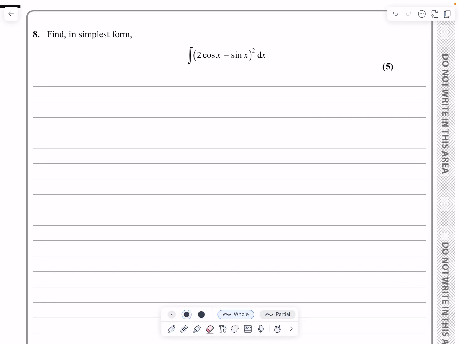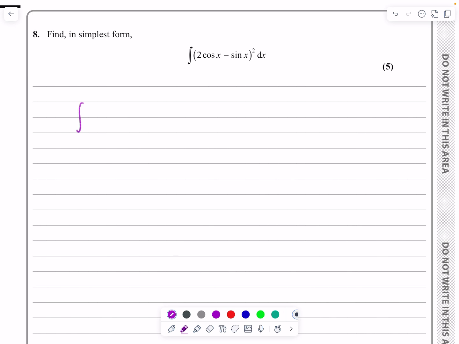Okay, this is the P3 paper from January 2023. It's question number 8, and this is integration, and in particular, integration using trig identities. Let's have a look at the question. So we can see it says the integral of (2 cos x minus sin x) all squared.